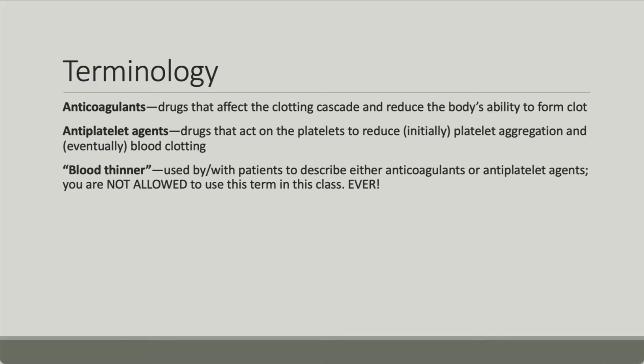There is a word that is verboten for you to use, and that is blood thinner. Patients use the term blood thinner because when they cut themselves, they bleed more easily, and it looks like their blood is thinner. But that's not specific enough for us, right? We need to know if we're talking about an anticoagulant or an antiplatelet agent because they are very different things.